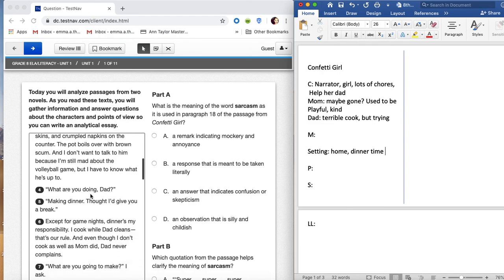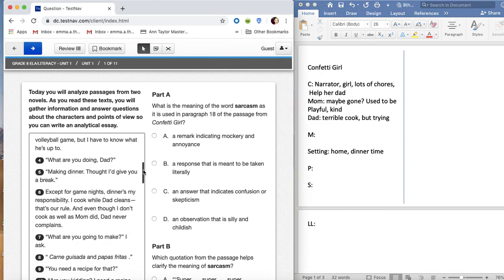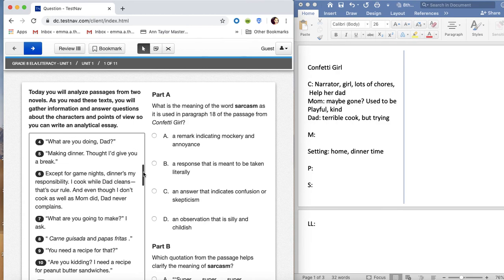going to keep reading. You can scroll down, remember to click this little skinny bar. We're back on paragraph 4. I'm going to be on the lookout for motivations and the problem coming up.